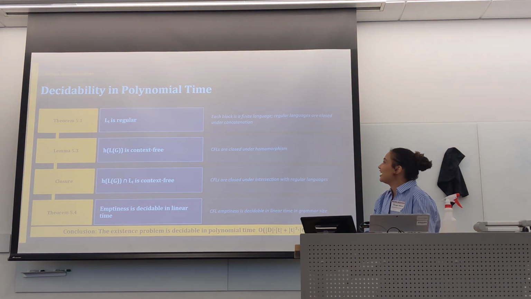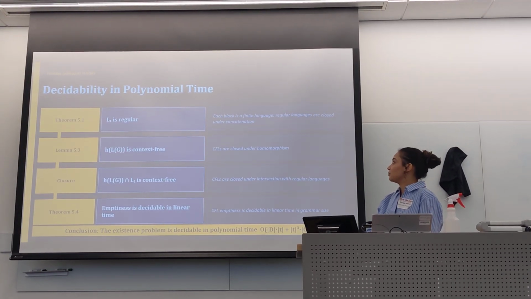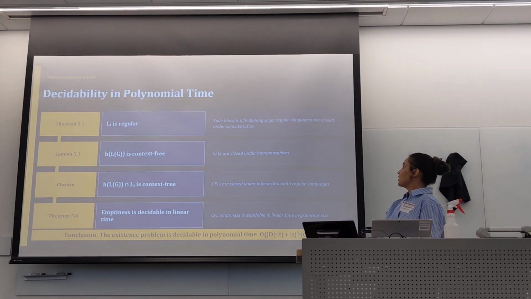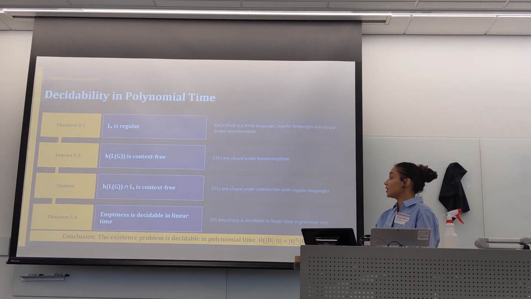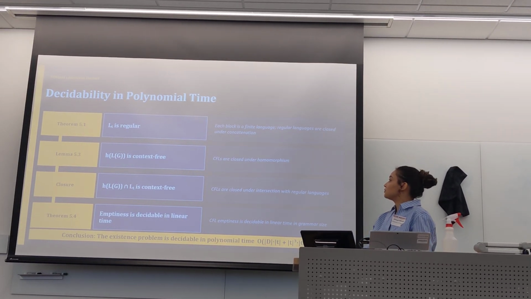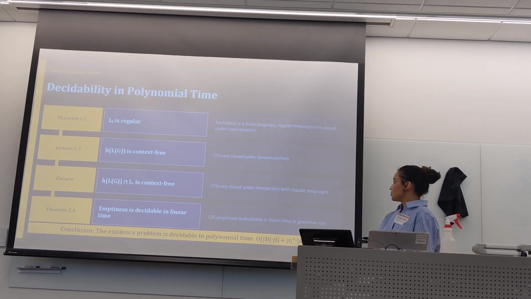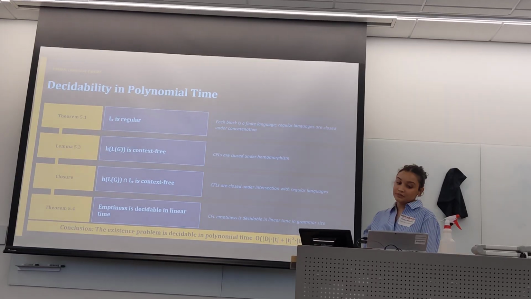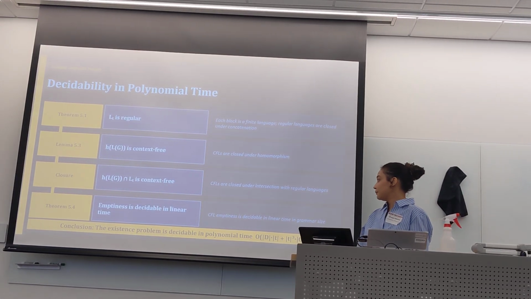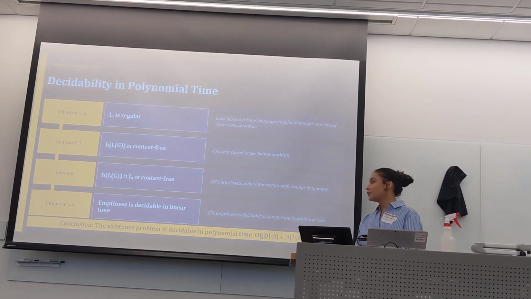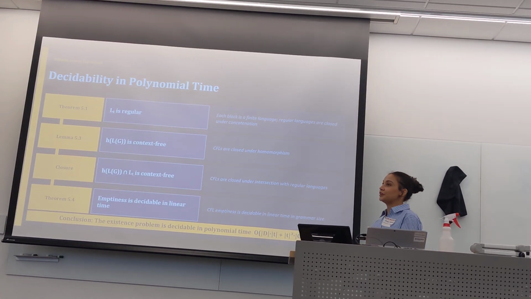So first of all, we found out that our language is regular. Basically, each block is a finite language, and regular languages are closed under concatenation. It's context-free, and context-free languages are closed under homomorphism, and they are also closed under intersection with regular languages. And we found out that emptiness is decidable in linear time, and basically, our existence problem for that language is decidable in polynomial time, described right here.